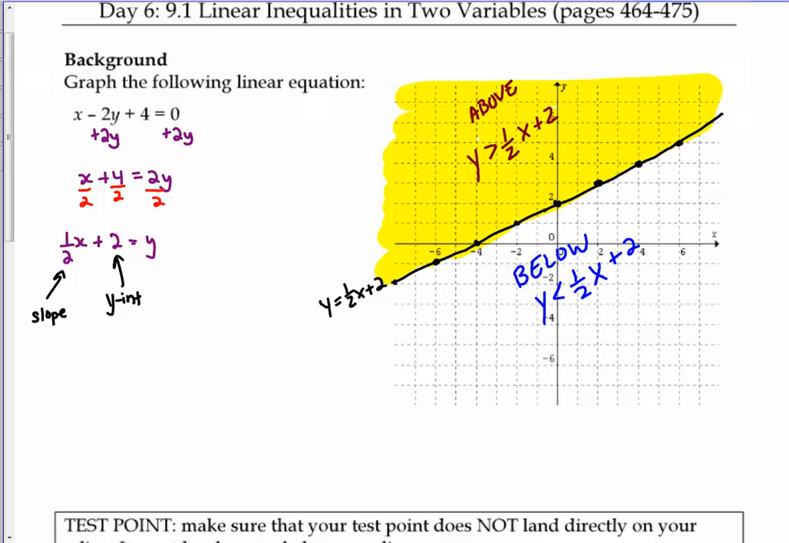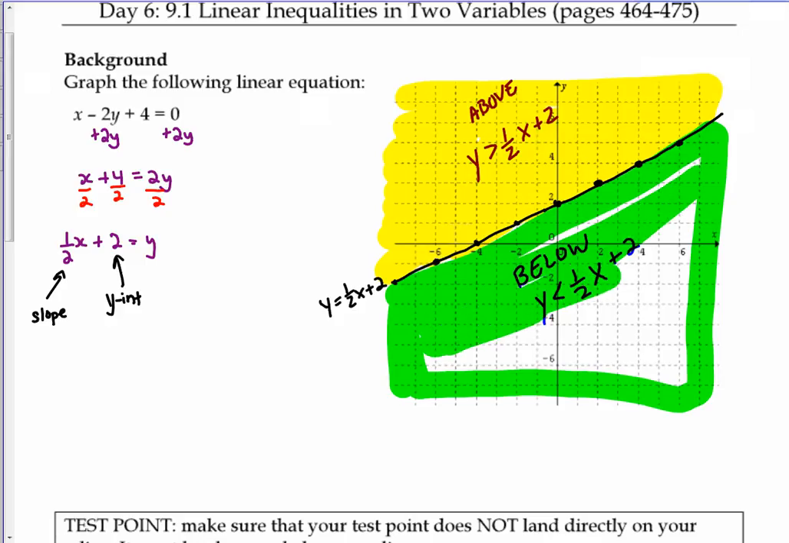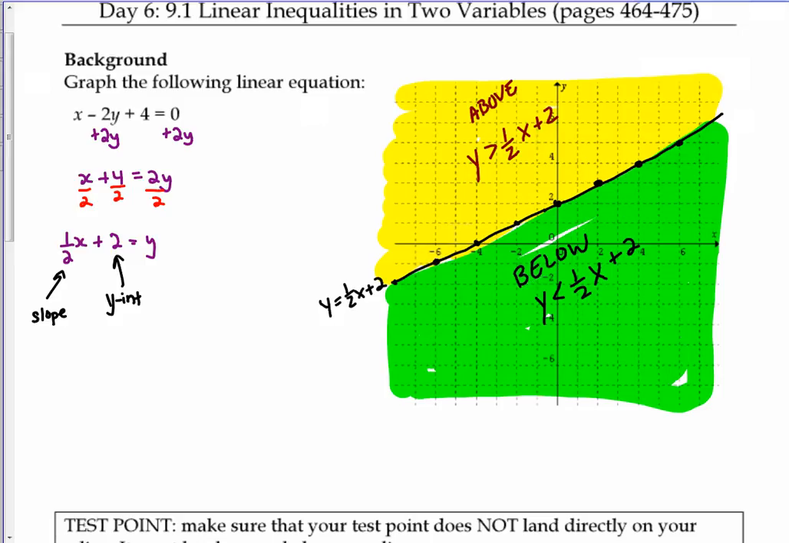So any point below would satisfy the inequality y is less than 1/2 x plus 2. Yay, coloring, so fun. You don't do it enough, right? So here's greater than, here's less than. And that's what we're going to be graphing: y is greater than or y is less than. And the actual line is what we call a boundary line.